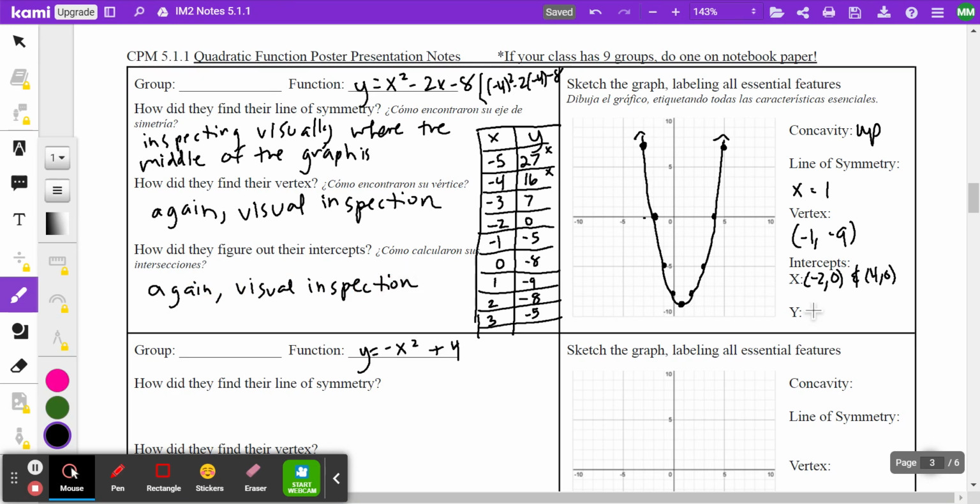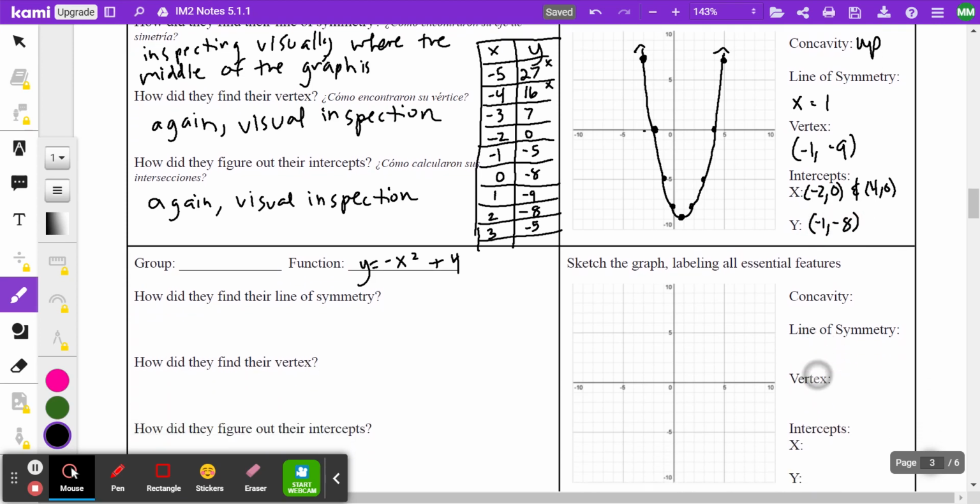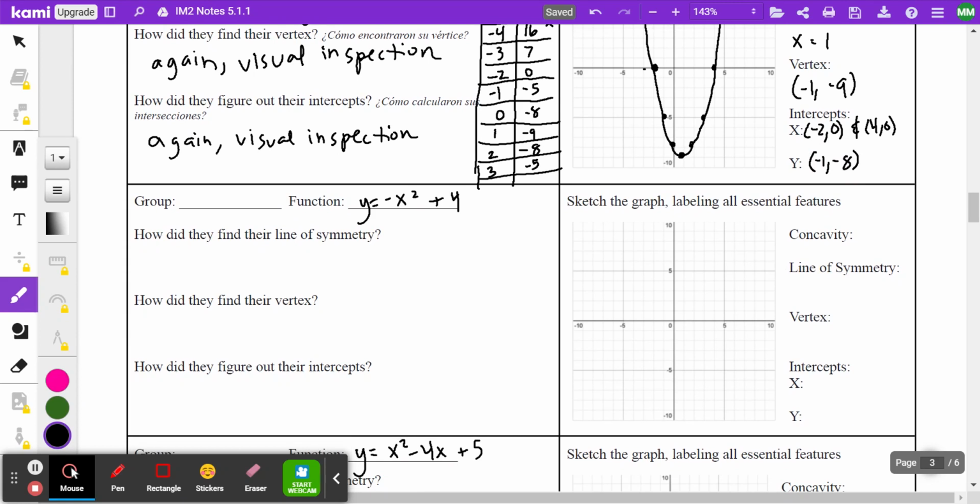So the y-intercept would have been right here, which is -1, -8. Okay. Next problem. Y equals -x squared plus 4. Okay, we'll make a table. X, y. I'll start at -3 this time.